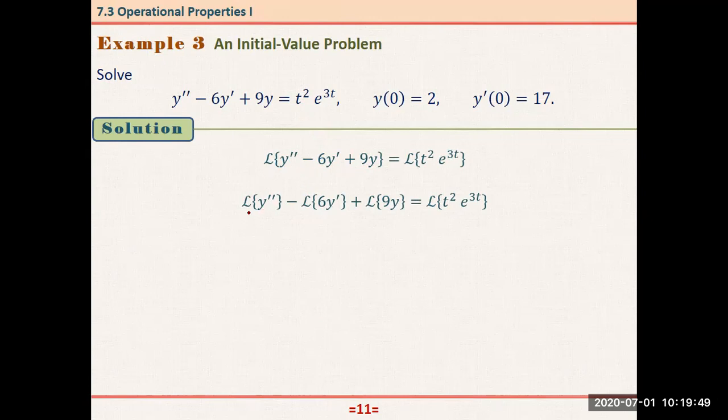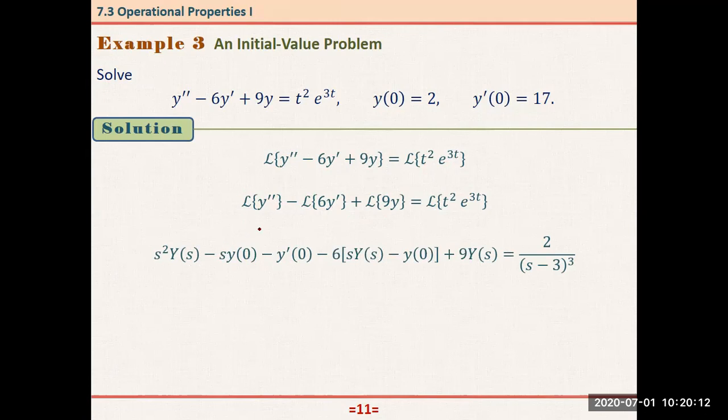So that is equal to Laplace transform of the first term, that is y double prime, minus 6, which is a constant, I can take this out now. Minus 6 Laplace transform of y prime plus 9 times Laplace transform of y. On the right hand side, we have Laplace transform of this function, right? So now, let me just evaluate the Laplace transform using the theorem. Here, because the order is 2, we start with s squared. S squared times capital Y of s minus s times y of 0 minus y prime of 0. Okay, we are done with this.